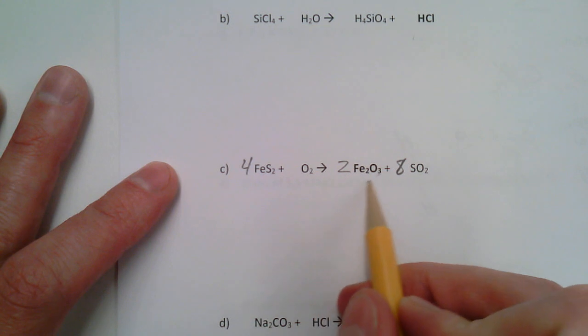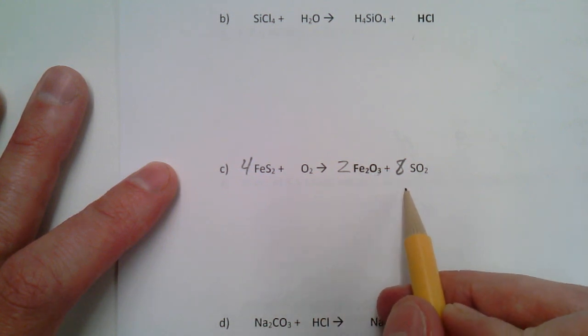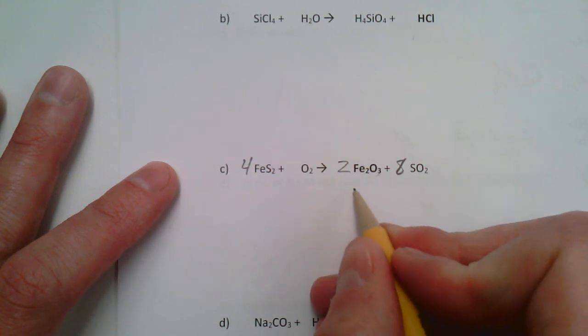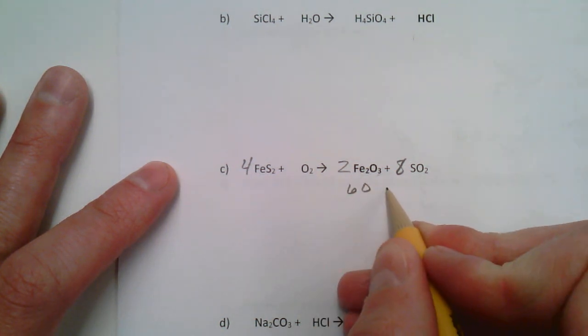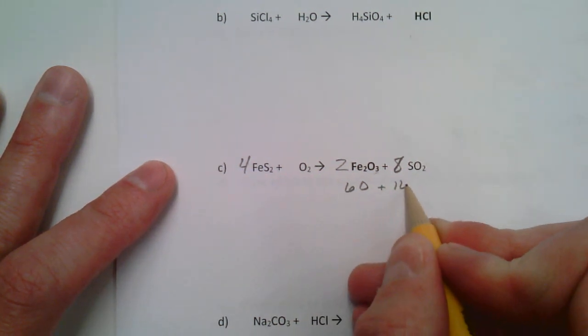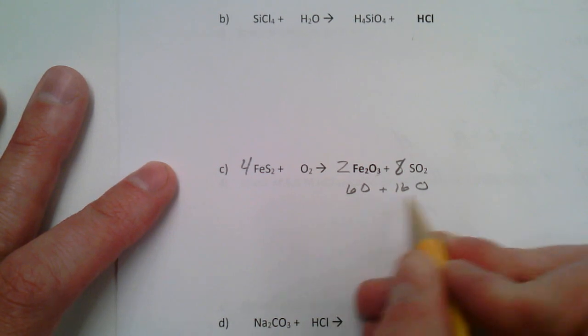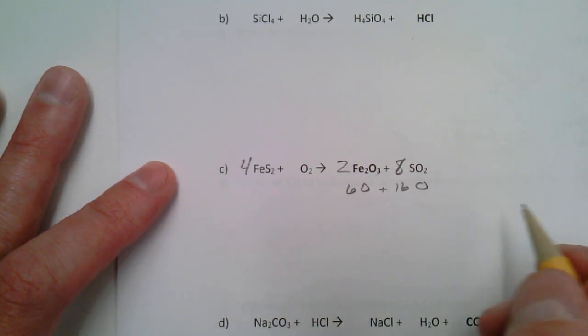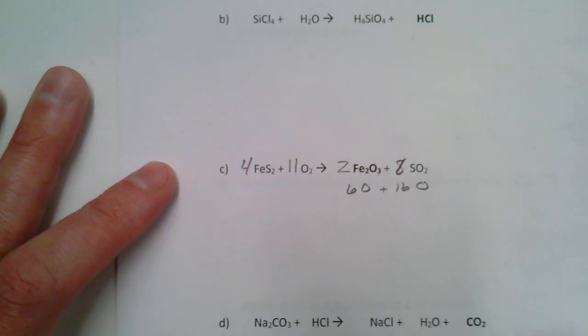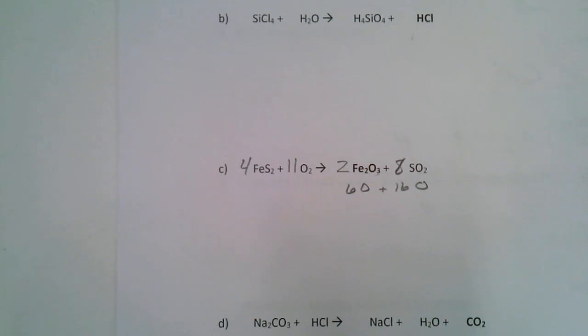Now I have 6 oxygen here and 16 oxygen here, right? 6 oxygen here, that's an O, and it looks like 6D, but it's 6O. And I have 16 oxygen here. So I have a total of 22 oxygen. So I want to put an 11 there, so I have 22 oxygen.